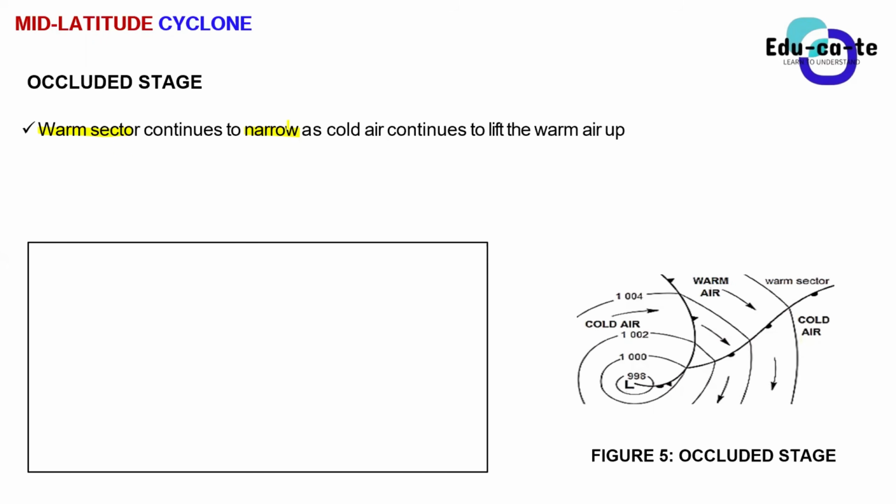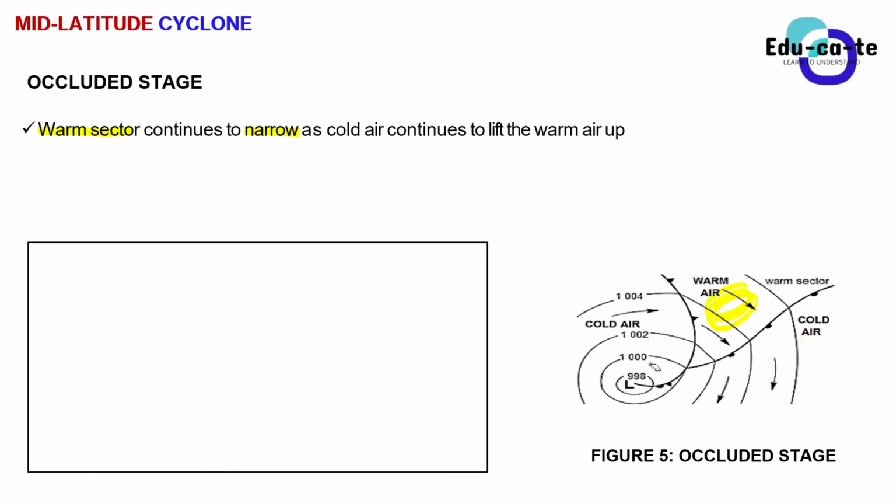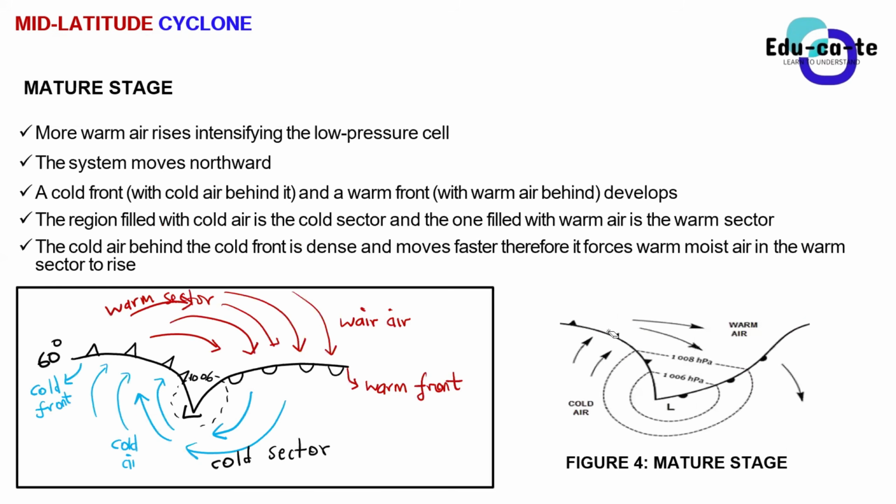Open the mic. Why is the warm sector becoming narrow? Oh, you are saying why is the warm sector becoming narrow? Yes, this place with warm air, why is it becoming smaller? Why is it becoming so small in its area? Because the cold air keeps on pushing. Yes. So the cold air keeps on forcing the warm air to rise and rise and rise. So let's just go back to the mature stage a bit, just to show you how that will look.